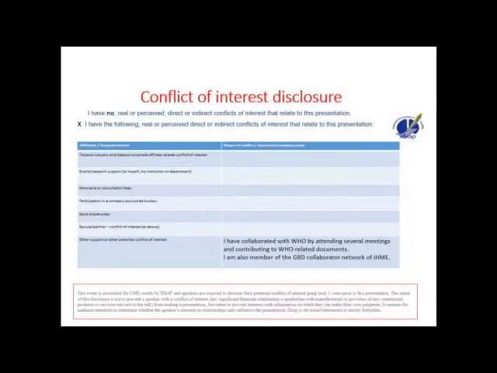As a conflict of interest disclosure, I have collaborated with WHO, attending different meetings and with some WHO documents, and I'm also part of the GBD collaborative network.